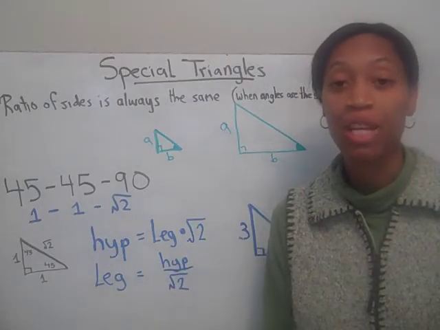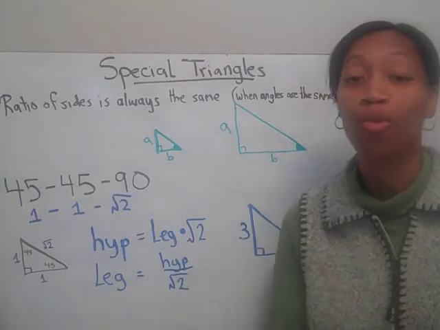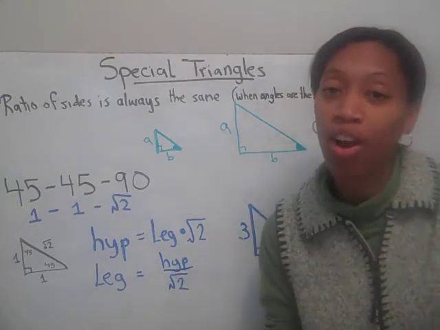Hello students, this video is about special triangles. Special triangles come from the ratio of the sides of triangles.